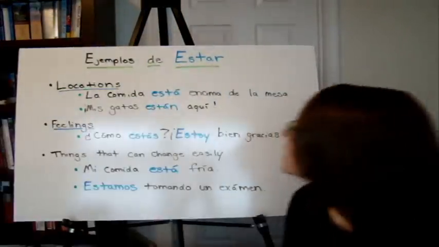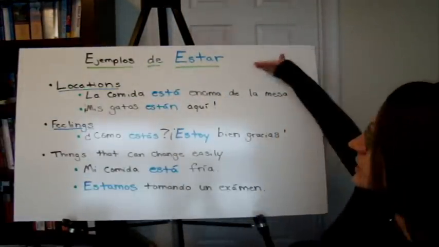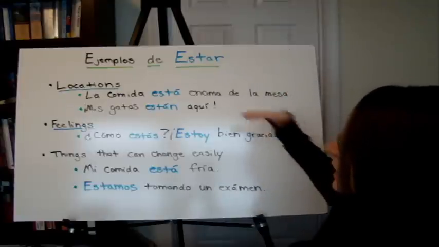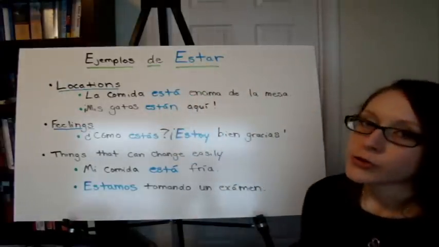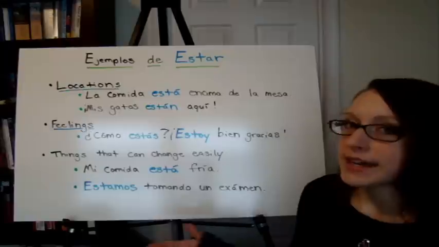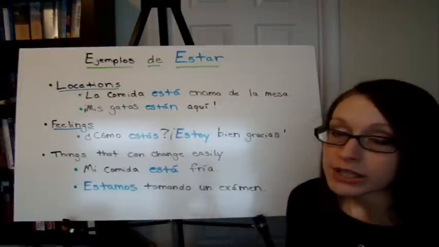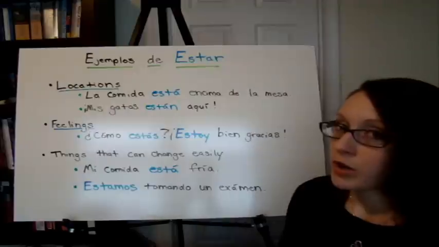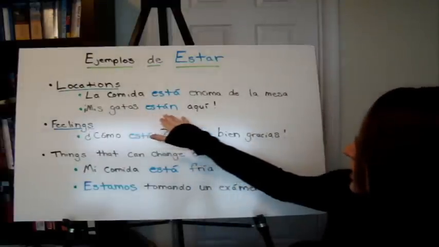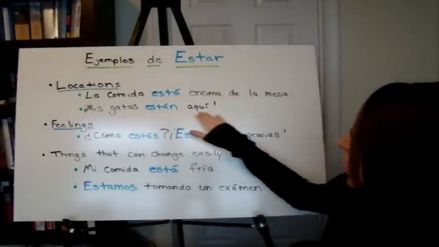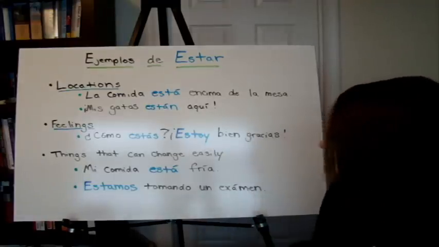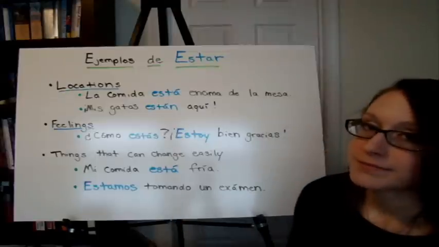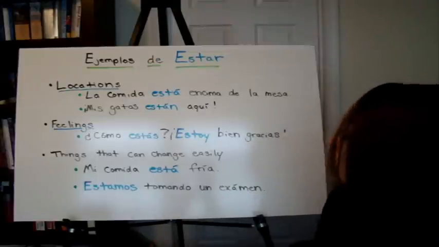And the last thing I want to go over with you before we practice is some more examples of the verb estar. So this verb, like I said, deals with locations. For example, la comida está encima de la mesa. The food is located on top of the table. That's where the food is. If I didn't want it on top of the table, it could easily be placed somewhere else. Mis gatos están aquí. My cats are here. That's where they are located. And if I didn't want them here, I could put them somewhere else or in another room.